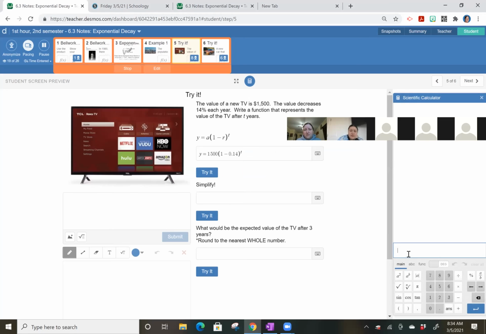Like I said, please use this calculator, especially for the decimals. No one likes decimals, not even your math teacher. But when you get this 0.86, that is your B value. That is what you put. So then y equals still the $1,500.